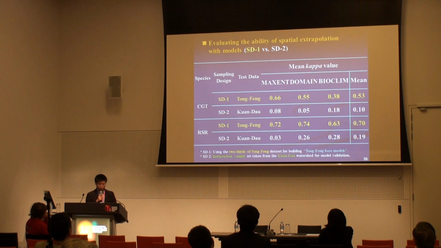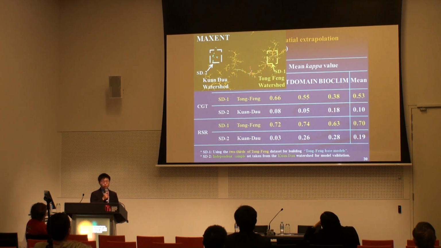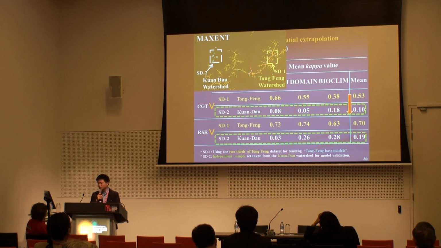And moreover, we made a different sampling design to test whether the model could extrapolate spatially. That picture shows that the SD1 case is far from the Dongfeng independent test data, and SD2 is far from the Guangdao independent test data. The three models have a similar change in the mean kappa value. When we increase the spatial pattern, they decrease significantly, approaching 0.